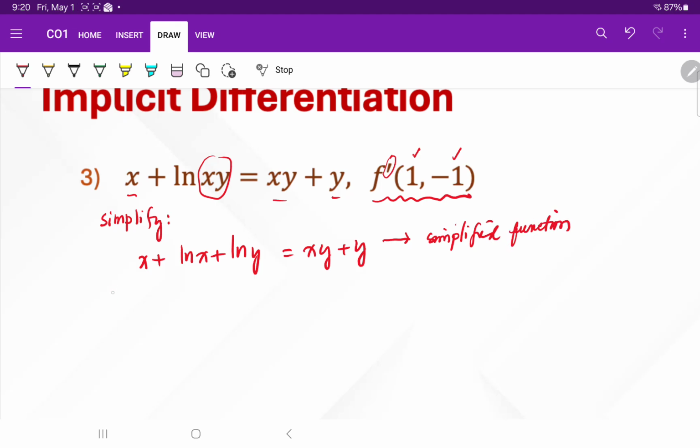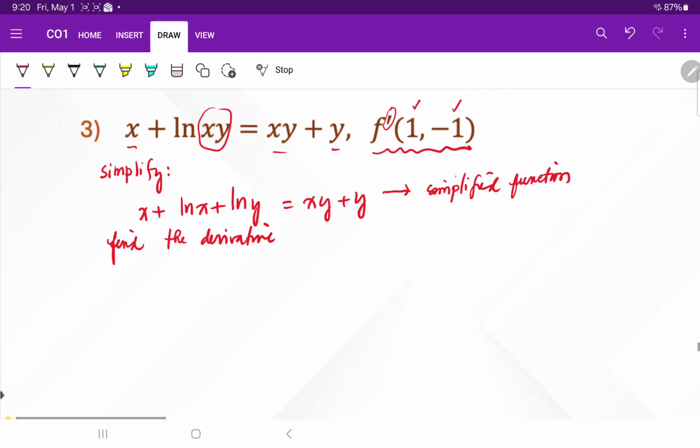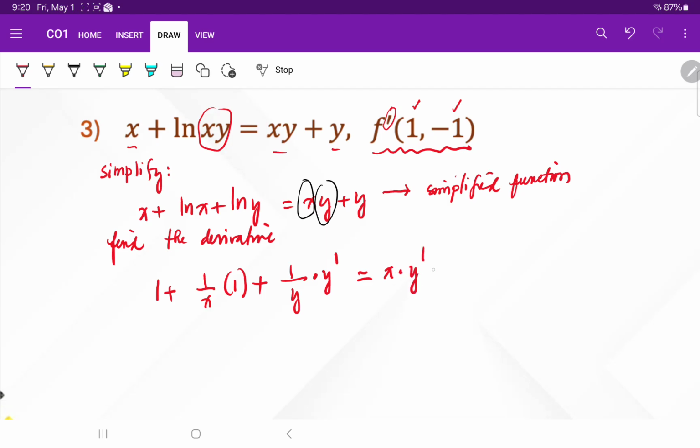So this time we find the derivative. Okay. So what's the derivative of x? It's 1. Okay, derivative of ln of x, 1 over x times 1. Derivative of ln of y is 1 over y times y prime. And that's equal to what? Here again we use the derivative of a product. So we copy the first, it's x. Derivative of y is y prime. Plus copy the second, which is y. Derivative of x is 1. Plus the derivative of y, which is y prime.